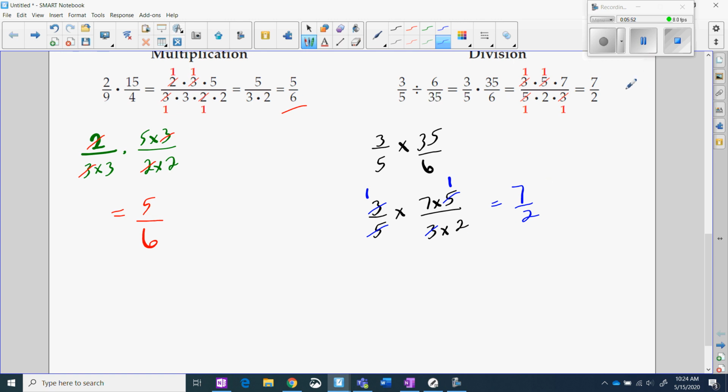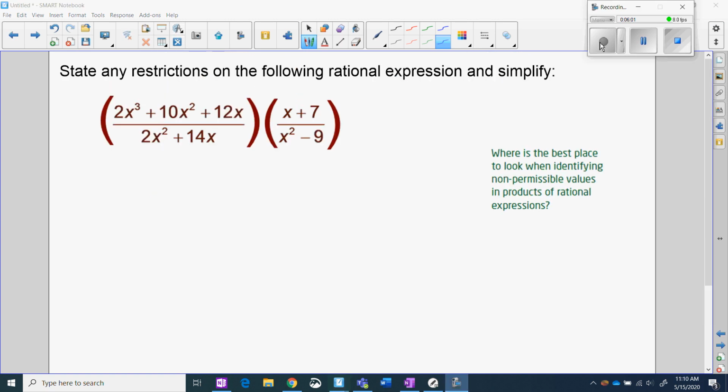All right, so that's showing you how multiplication and division at its most basic level works involving just numeric fractions, which you've all done before. Now what we're going to do is take our knowledge of multiplying and dividing fractions and apply it to rational expressions, which, as we've learned in our first video, are just fractions that involve polynomials.